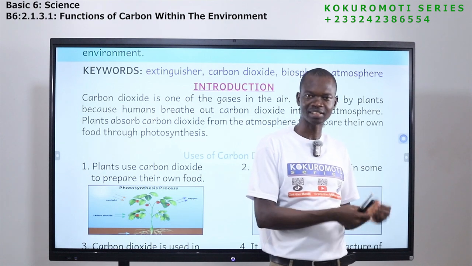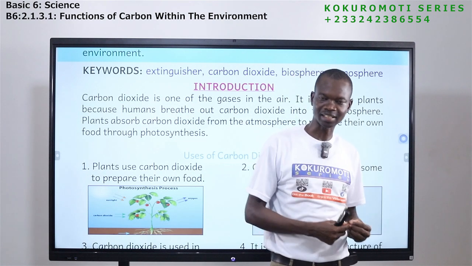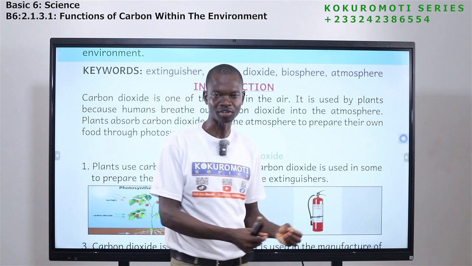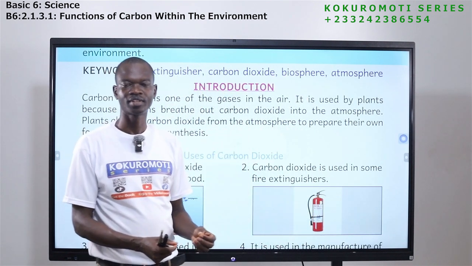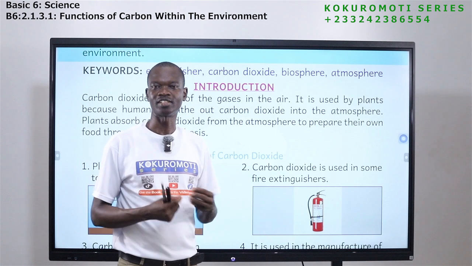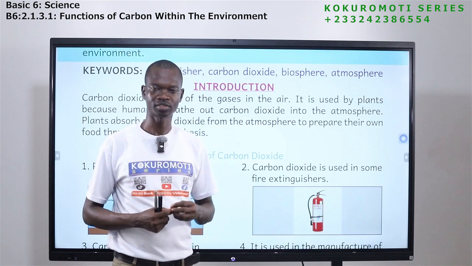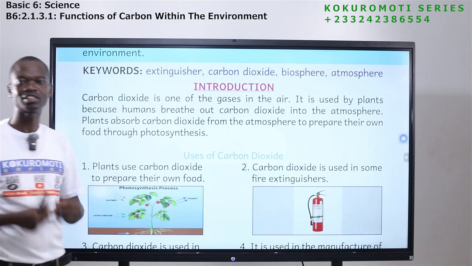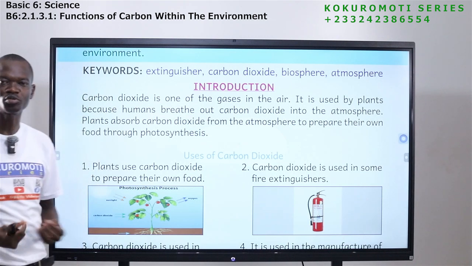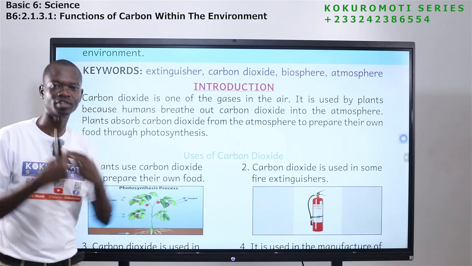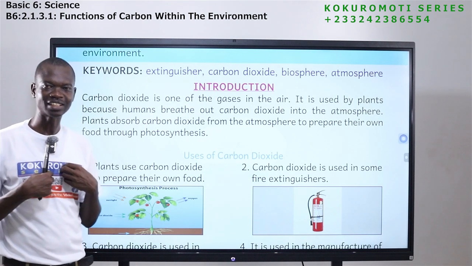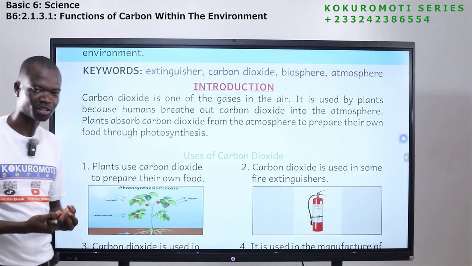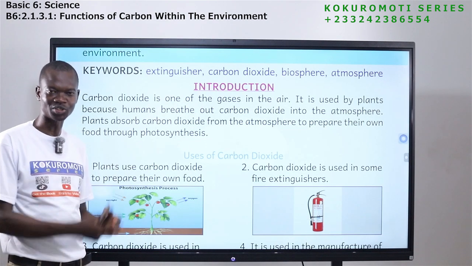Plants need the carbon dioxide. They take in the carbon dioxide. When they are preparing their food, they need carbon dioxide and other things to prepare or make their own food. So carbon dioxide is used by plants to make their own food. Human beings, we breathe in oxygen and breathe out carbon dioxide. We don't need carbon dioxide. We don't breathe in carbon dioxide. So we give it out for plants to also use.